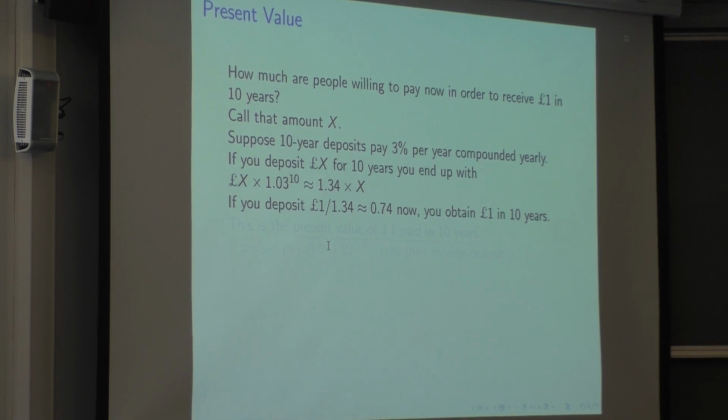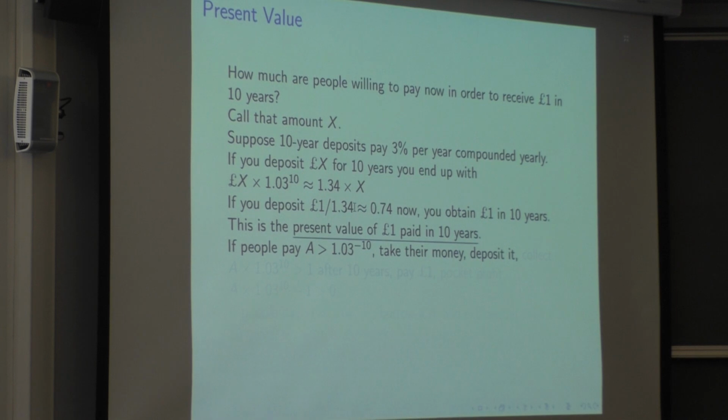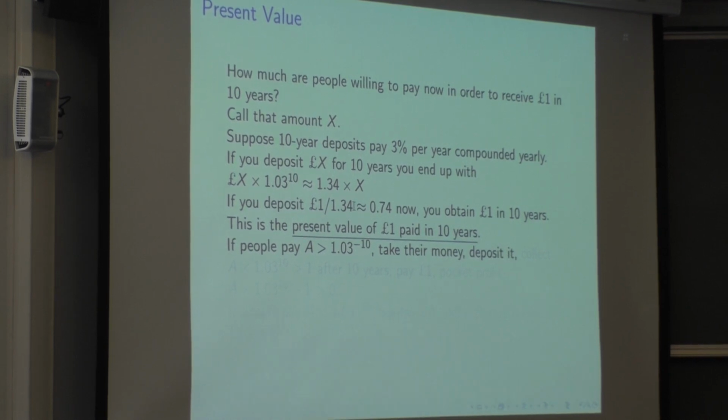So suppose that you come to me and say, well, no, actually people are paying more than this amount of money, 1.03 to the minus 10, which is 74 pence. Suppose that I observe people paying more, an amount A, which is more than this amount of money. Let me show you that this is not going to be a stable situation. This is not going to last for very long.